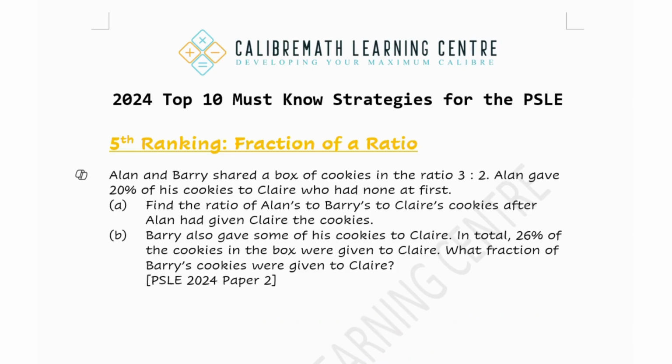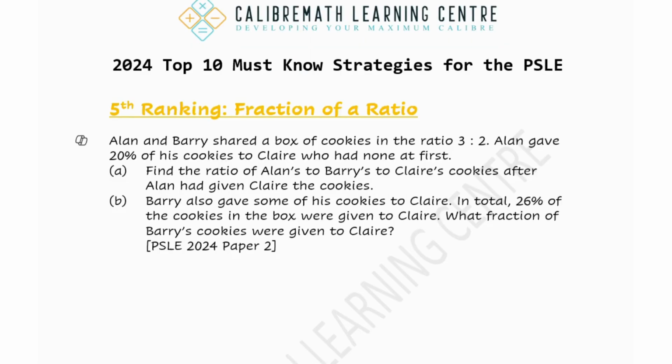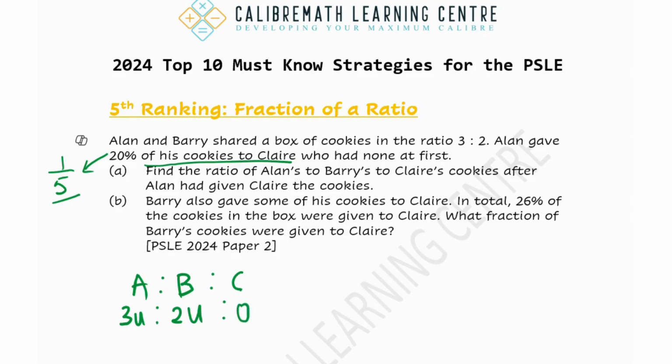a given ratio. Now let's explore how we can apply fraction of a ratio to solve this question from the PSLE paper in 2024. We'll start by writing out the ratios given. A is to B is 3 units is to 2 units. After which, Alan gave 20% of his cookies to Claire, who had none at first. So as per our usual practice, we'll convert the 20% to 1/5. So Alan gave 1/5 of his cookies to Claire, who had none at first. So we're going to write 0 units for Claire because she started with none at first.